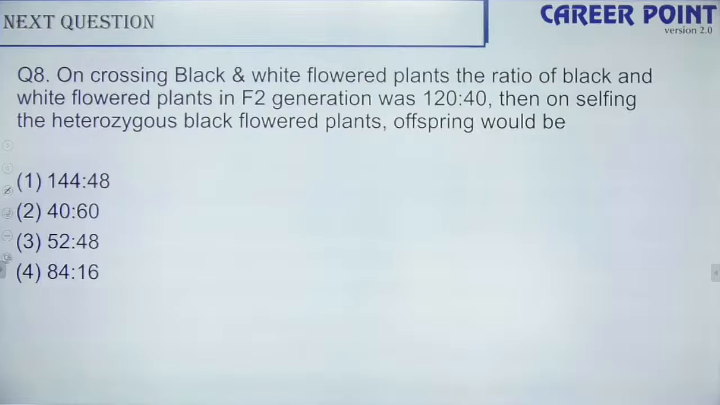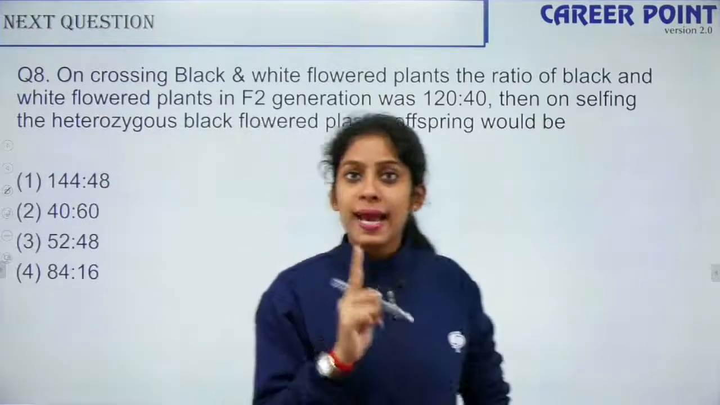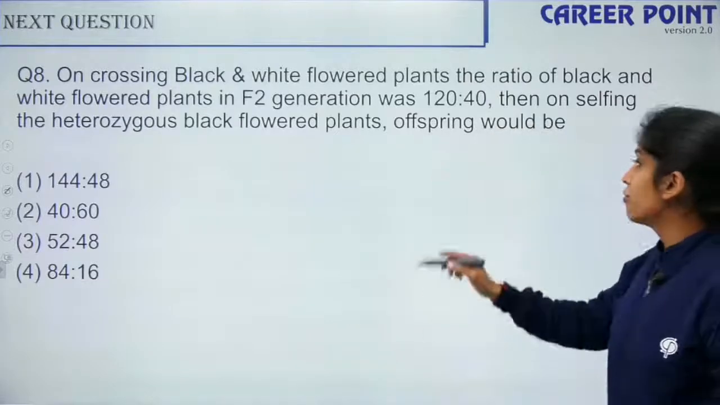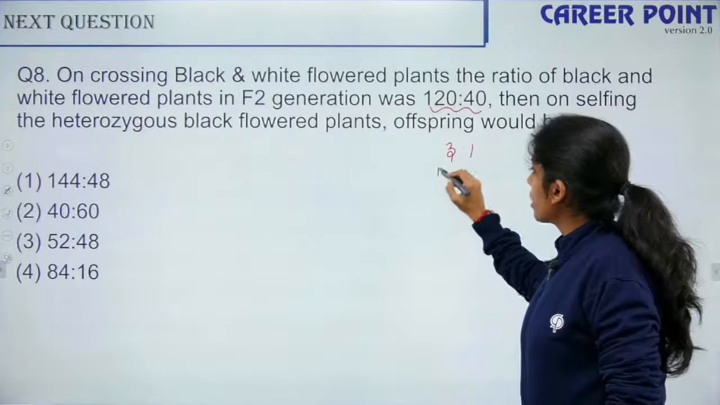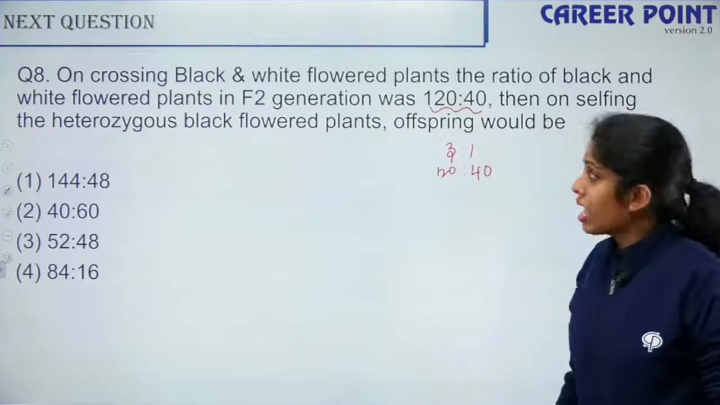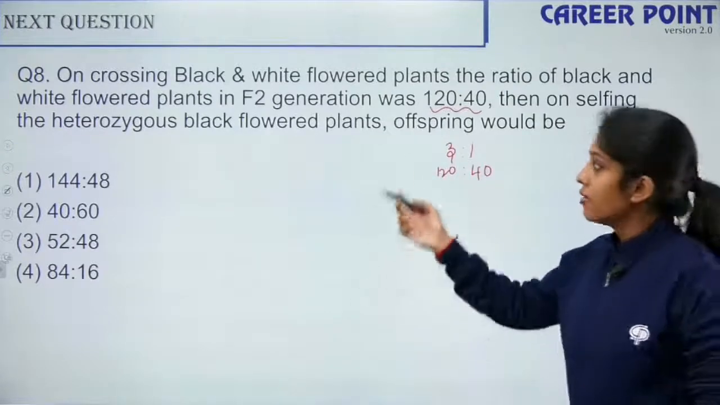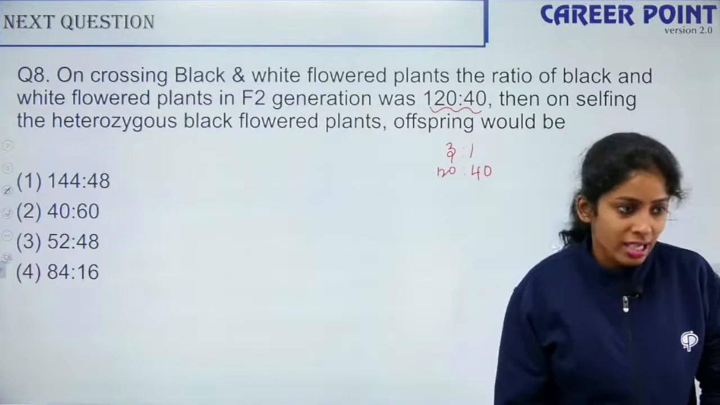So on crossing black and white flowered plants, the ratio of black and white flowered plants in the F2 generation. So I am considering only a single character. So this is a monohybrid cross, right? So here in the F2 generation, the ratio is 3:1. So 120:40 is nothing but 3:1. Now, if I do the selfing of the heterozygous black flower, that is nothing but I am repeating the F2 generation once again, right?